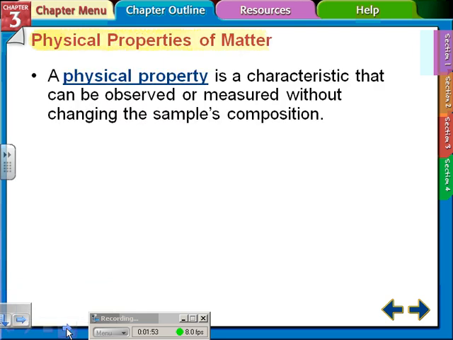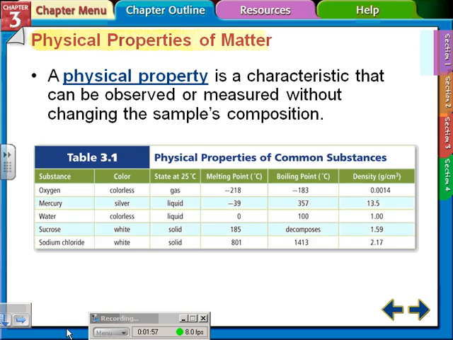Physical property, that's a characteristic that can be observed or measured without changing the sample's composition. Here are some examples of some physical properties of common substances. Oxygen is colorless. You know, color is a physical property of matter. The state of matter is a physical property. Its melting and boiling point and density. Those are all physical properties.